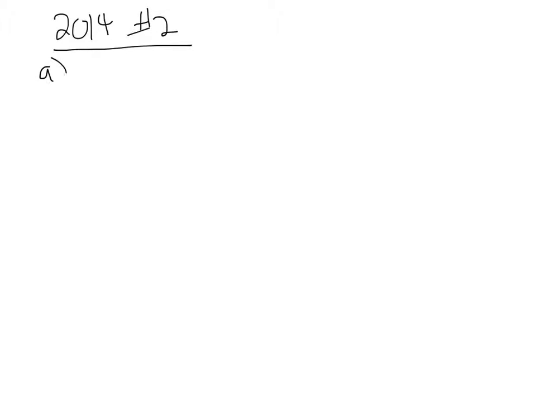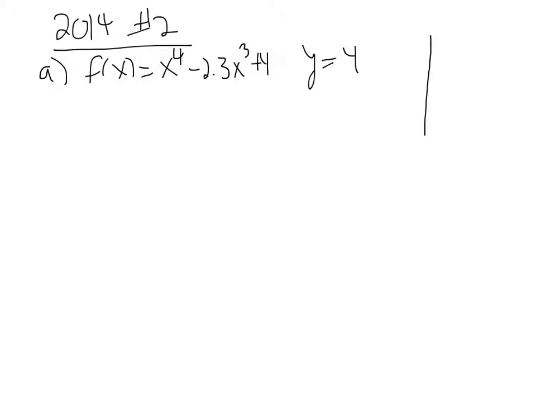Okay, so the first part, what we know is that we have f of x equals x to the fourth minus 2.3 x cubed plus 4, and the line y equals 4. And we have this little drawing here. Mine is not 100% accurate, but that's okay. And we know that the region is this guy. I'm going to put it off to the side because I'm going to draw some stuff later.